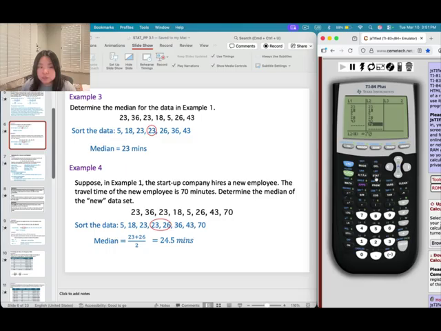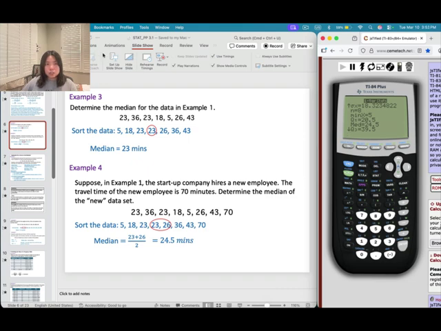Now, click on the stat. Go to the cal, use the arrow button to the right. Click on number 1, one variable statistic. And this time, I input my data on L2. So you can see the L2 here, right? So click on the second 2 for L2. Go to calculate. Enter. So you will see, let me go down, my median will be equal to 24.5. Okay?